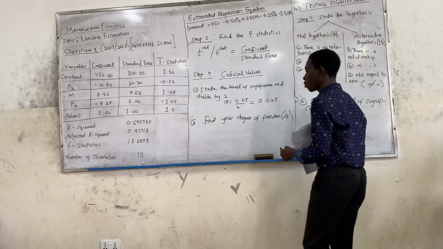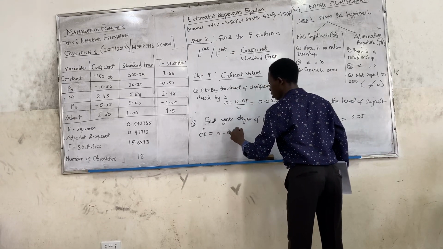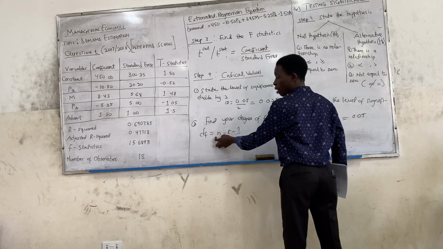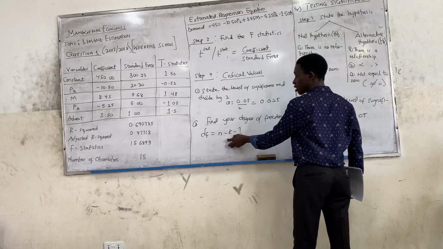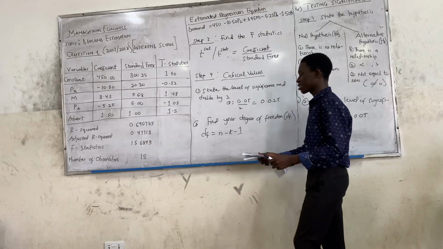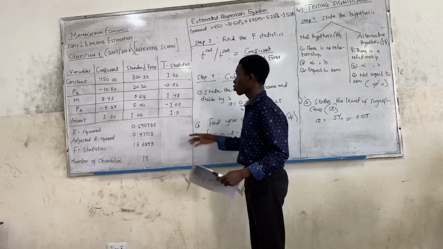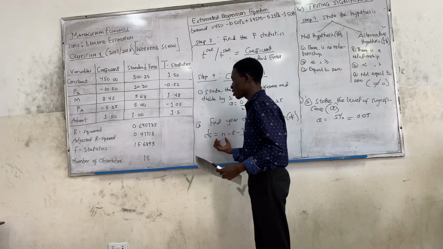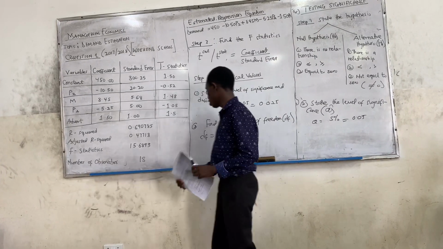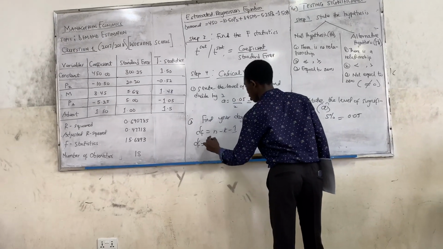So the degree of freedom is given by df is equal to n minus k minus 1, where n is the sample size or the number of observations, and k talks about the explanatory variables being given in the question. So let's check for the sample size, the n. There was no sample size in the question, but it's the same as the number of observations. So the number of observations is 18. So n is 18.